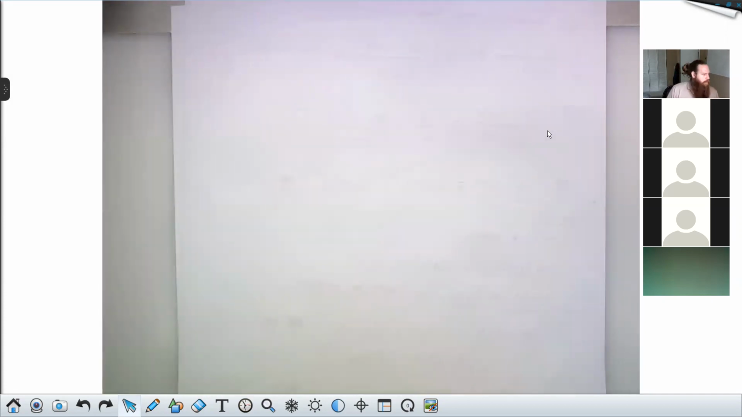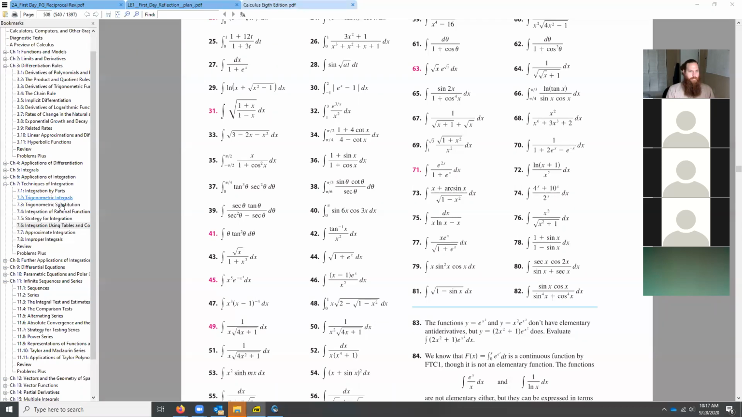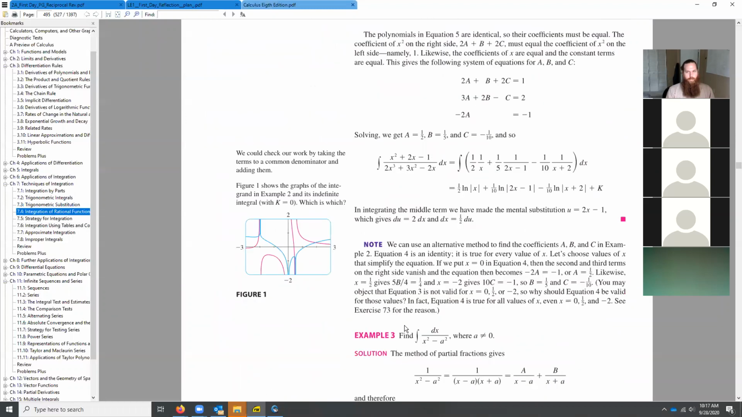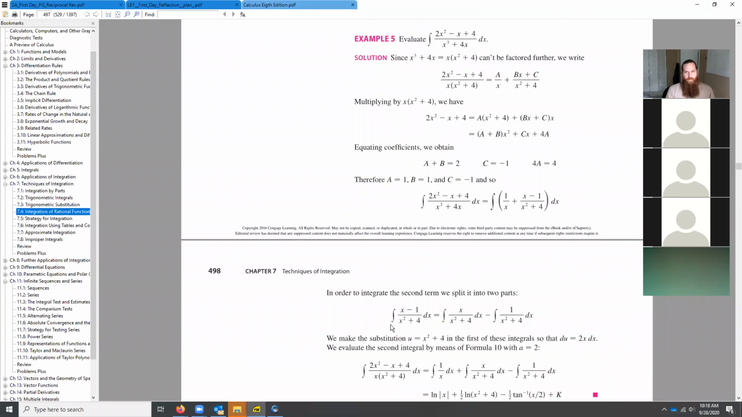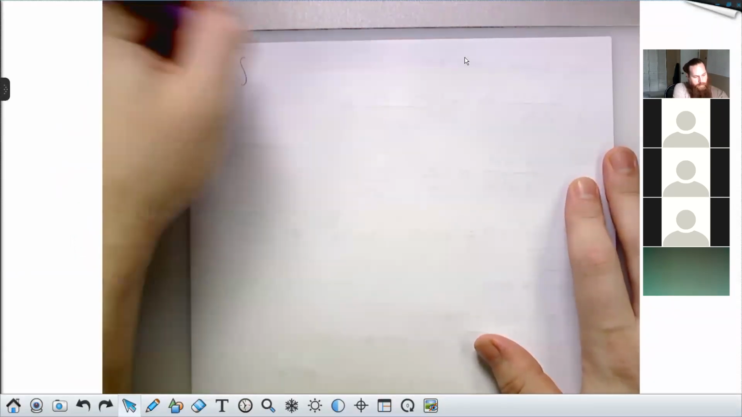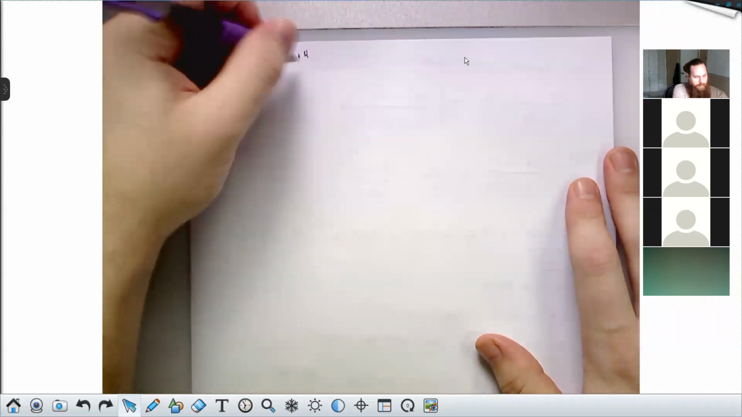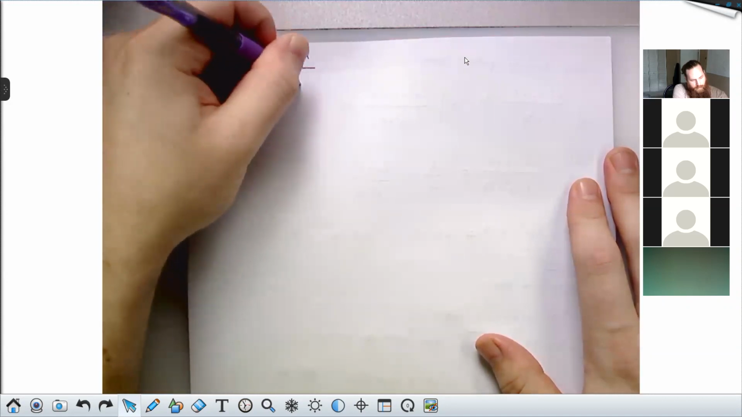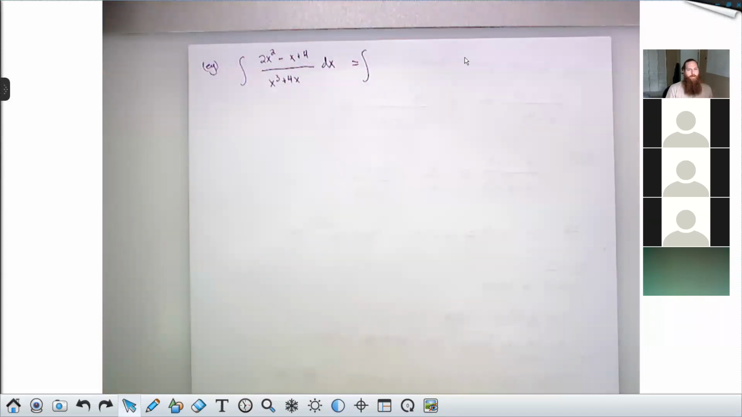All right. So we're moving on. There's one or two examples in here that could work as an example for us. We did that one last time. Yeah, we're going to do example 5. 2x squared minus x plus 4 over x cubed plus 4x. So first, we're going to factor the denominator. That's always where we start with these problems.